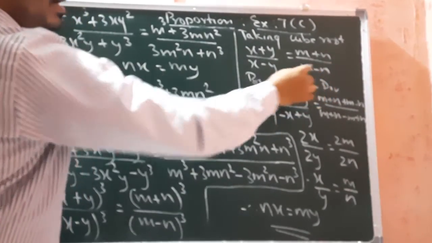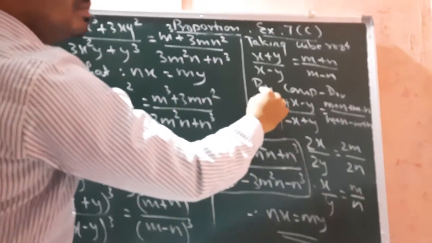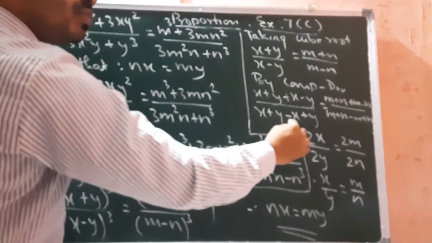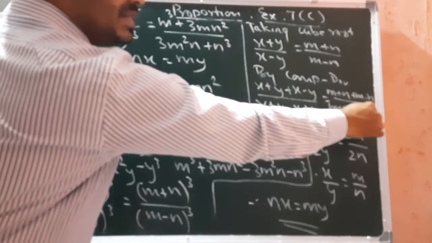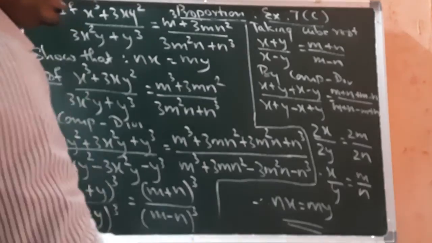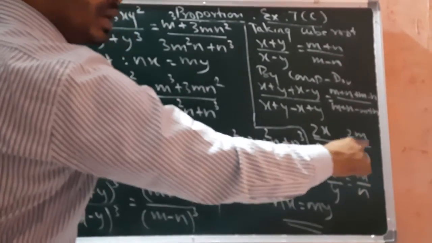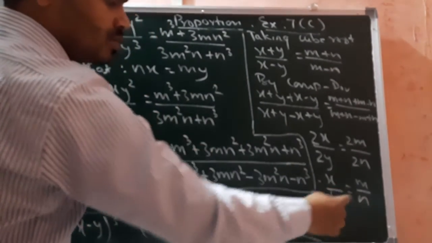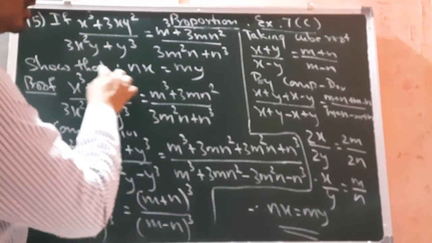Again we have the same terms but with opposite signs. So again we use componendo dividendo: (x + y + x − y) upon (x + y − x + y) is equal to (m + n + m − n) upon (m + n − m + n). We get 2x upon 2y is equal to 2m upon 2n. 2 gets cancelled, we get x upon y is equal to m upon n. Therefore, doing cross multiplication, we get nx = my. Hence proved, what they told you to prove.